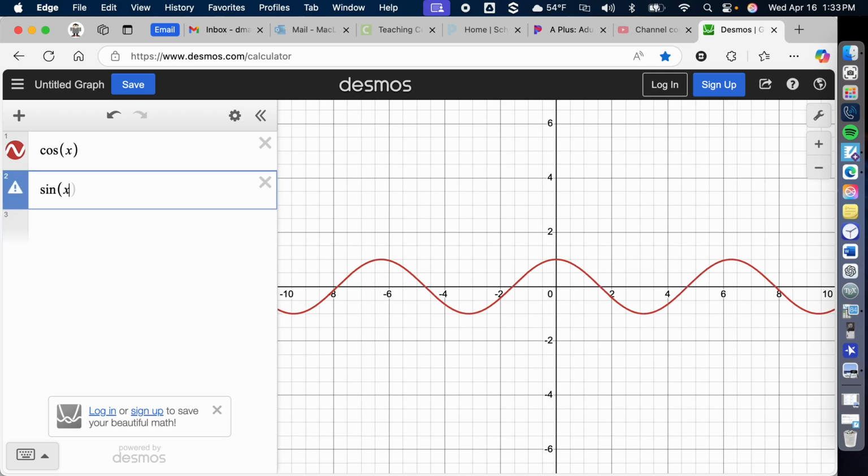Sine as y2. So there is literally just a window that you click on, a calculator icon that you click on, and it'll pop up a window of Desmos. And it's the exact same as this.